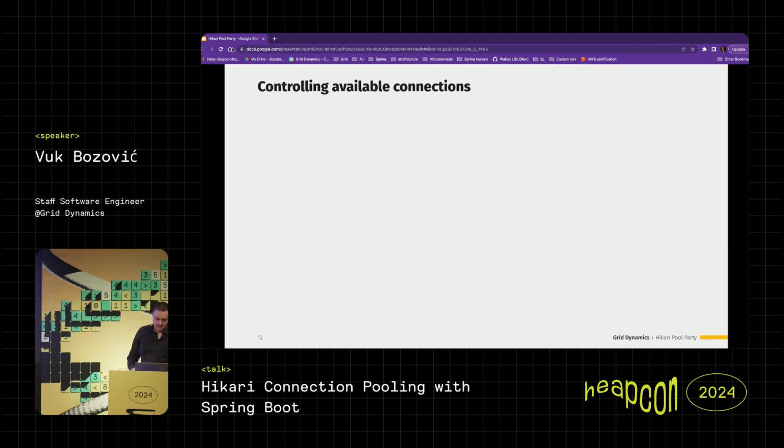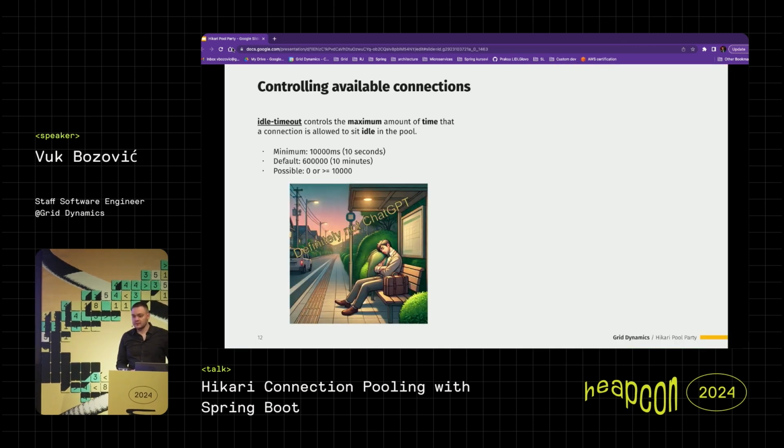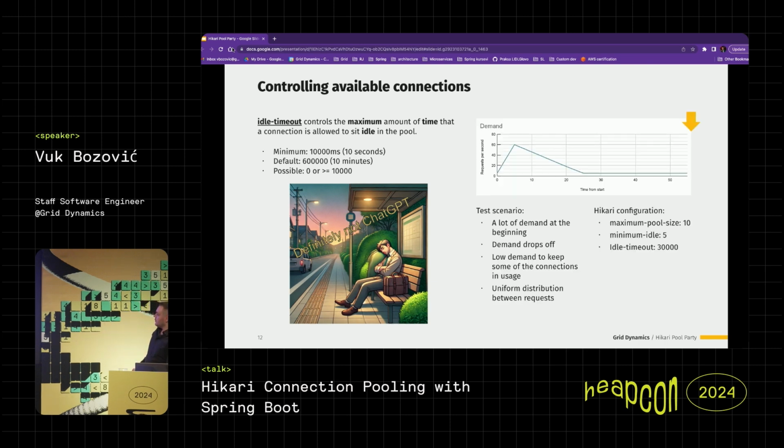Now, the next thing that we can configure is how we can retire idle connections, because since we have scaling, we definitely need to scale back down. That's done with the idle timeout. It's just the time how long a connection can stay idle without doing any work. Again, we have an experiment with 5 and 10, minimum and maximum pool size, and we have an idle timeout of 30 seconds. Now, the experiment is a little bit different.